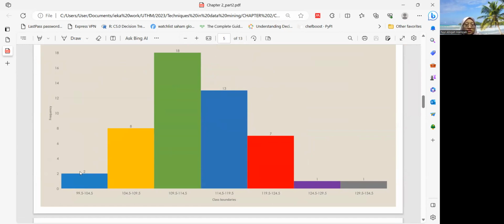Okay, you can see this is the first class and second, third, fourth, fifth, sixth, and seventh class. So the middle one shows the class boundary, and this is the frequency.